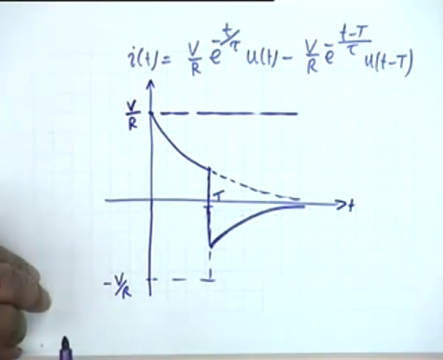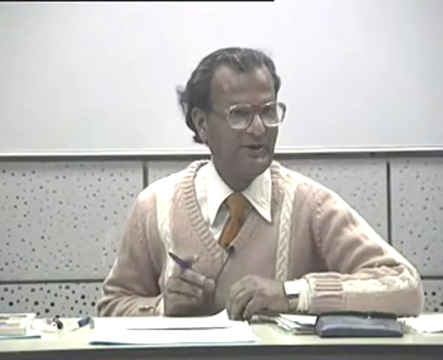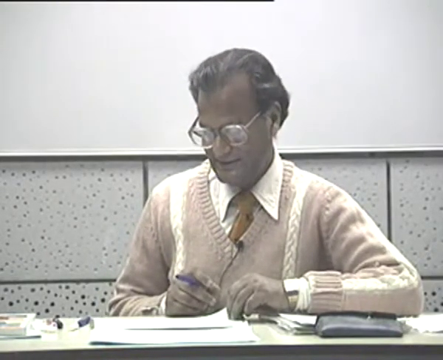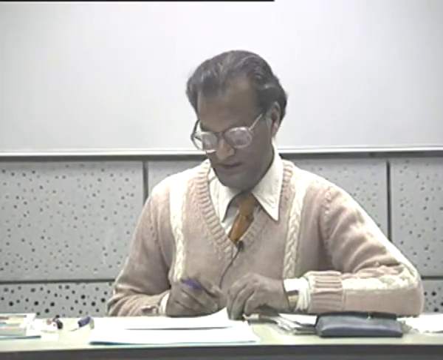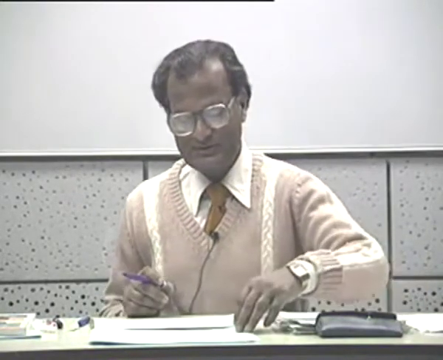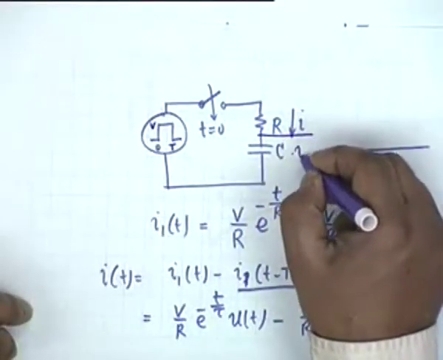Alright. Suppose we wanted to find out, is this point clear? The pulse response. Basically, the current is continuous, but di/dt is discontinuous. Suppose instead of the current, we wanted to find out the voltage V sub C.